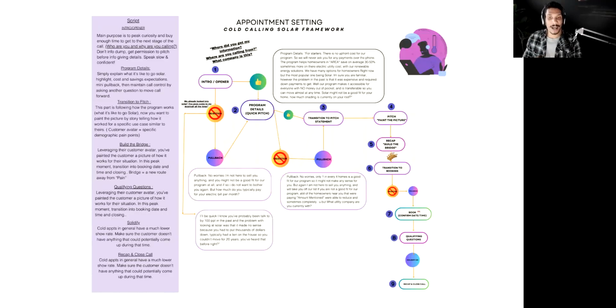So today we're going to cover my 9-step process, or a framework, for setting appointments on the phone, specifically cold calling for solar appointments. What is the actual framework that we can use to significantly increase the chances of success?